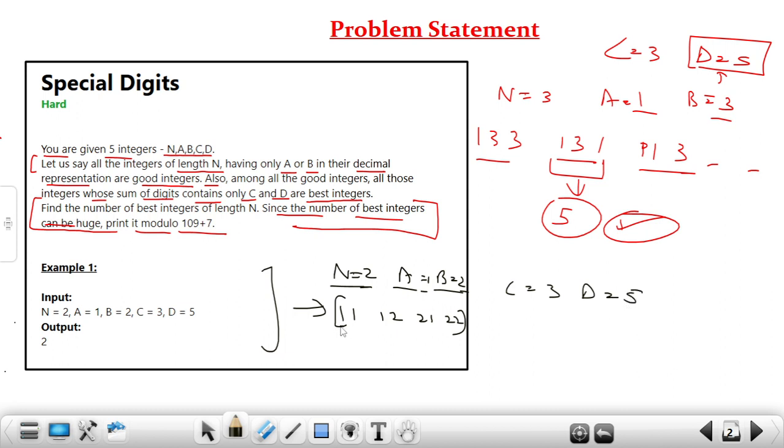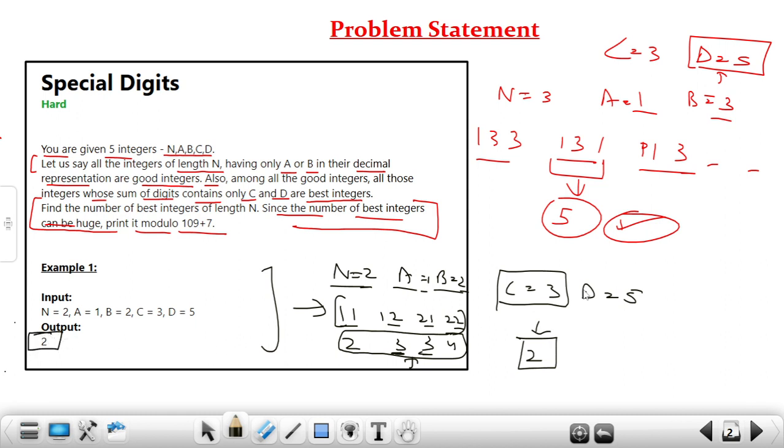Now I have c equals 3 and d equals 5. First of all I am going to write the sum of all these integers. So I have sums as 2, 3, 3 and 4. These are the sum values. Among all these values you can see that I have two values having sum as 3, and 3 is the value of c. So we can say that we have two possible best integers here. So the output is going to be 2.